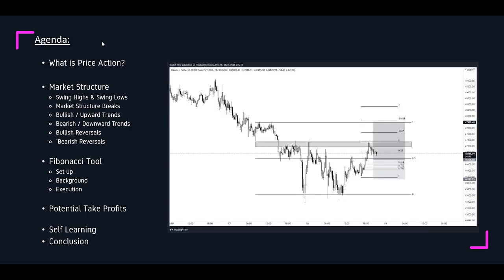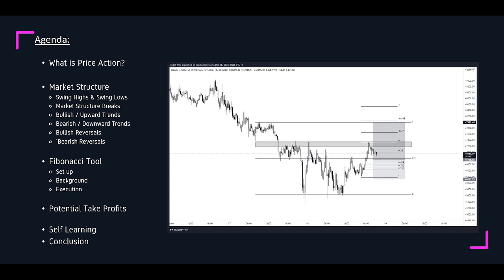So here's the agenda, the topics, call it the contents, whatever you want to call it. What is price action? Then we have market structure, so we talk about swing highs and swing lows. Market structure breaks, which are key for what we do in trading, particularly this technique. Then we have bullish, upward trends, bearish, downward trends, bullish reversals, and bearish reversals.